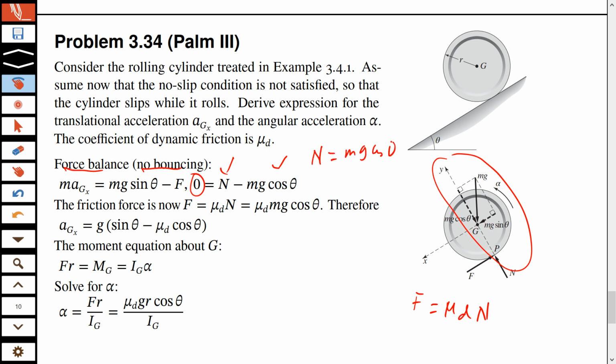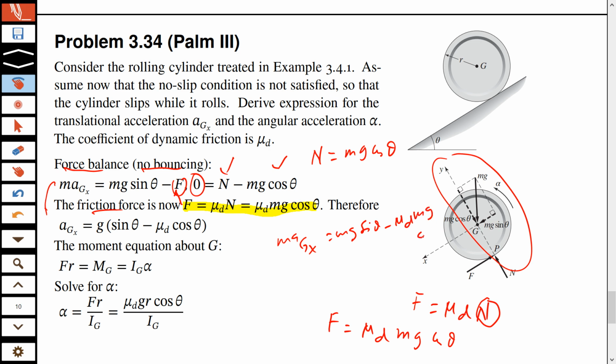And F equals mu d n, and if I plug in this value for n, it's mu d mg cos theta. So that is my value of friction force. Now I can plug this value in this equation, and that equation will read m a_gx equals mg sin theta minus mu d mg cos theta.